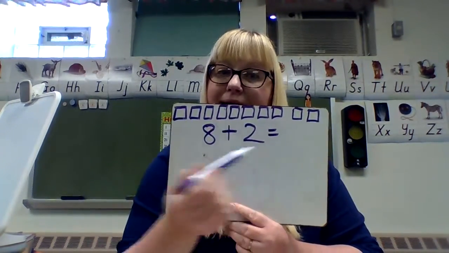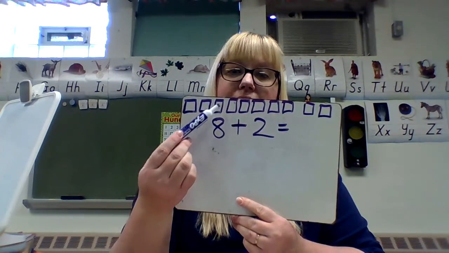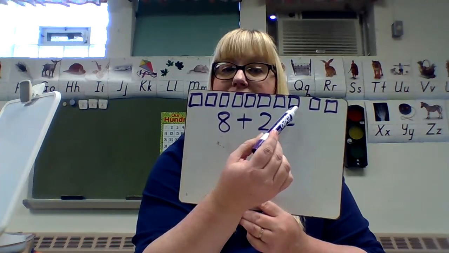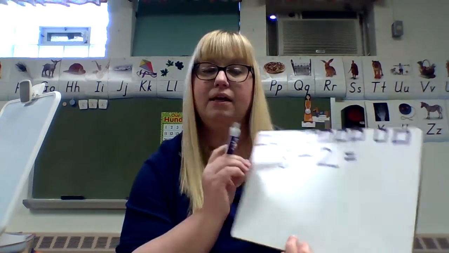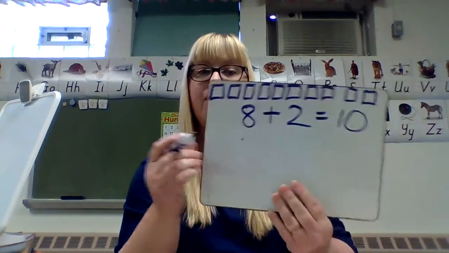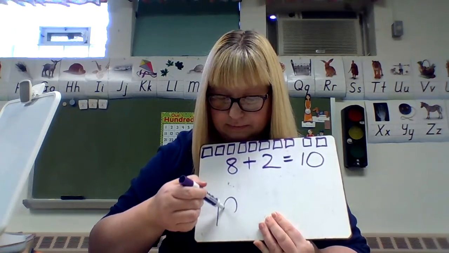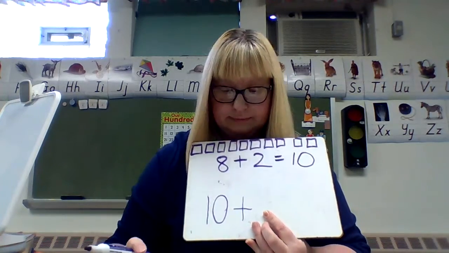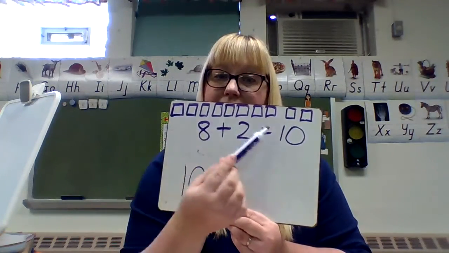So how many bags of corn did he plant? So let's count all of them. 1, 2, 3, 4, 5, 6, 7, 8 plus 2, 9, 10. So how many bags of corn did he plant? A total of 10. Okay, so now we have 10 bags of corn here. So I'm going to write 10 down here. All right. Let's just say he bought 10 bags of corn. He first bought 8 and then he bought 2 more.